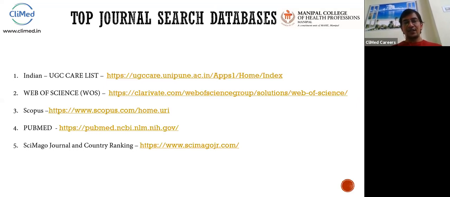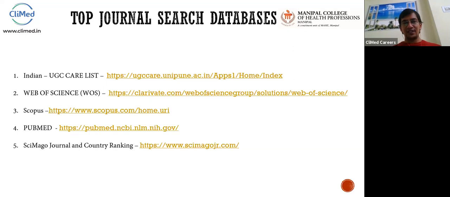So here, this is the most important slide for today. In the Indian scenario, Manipal usually prefers WOS, Web of Science, or Scopus or PubMed. But in India, for MBBS, for medical, for everyone, UGC is the regulatory body, and they have their own UGC CARE list. You can follow that. Maybe it's not accepted in university, but internationally, the UGC CARE list is accepted.